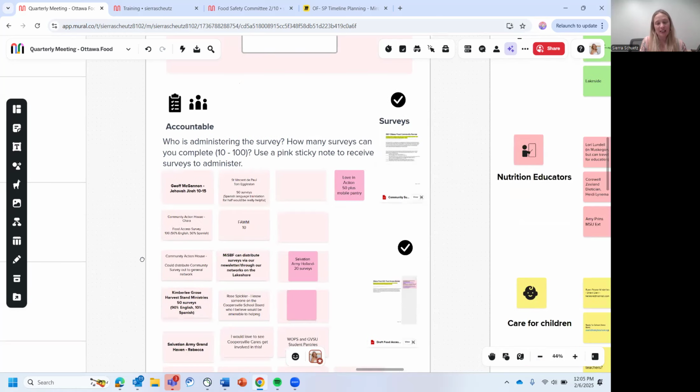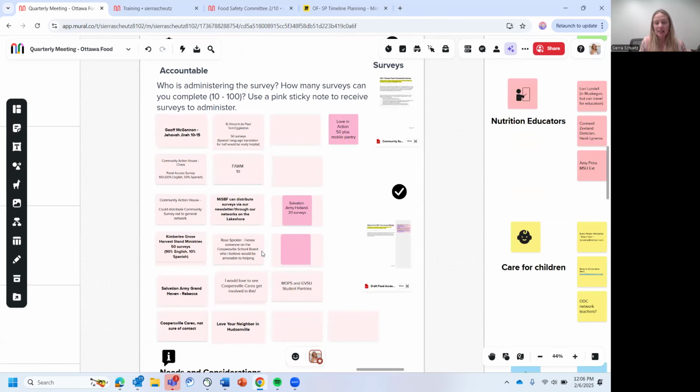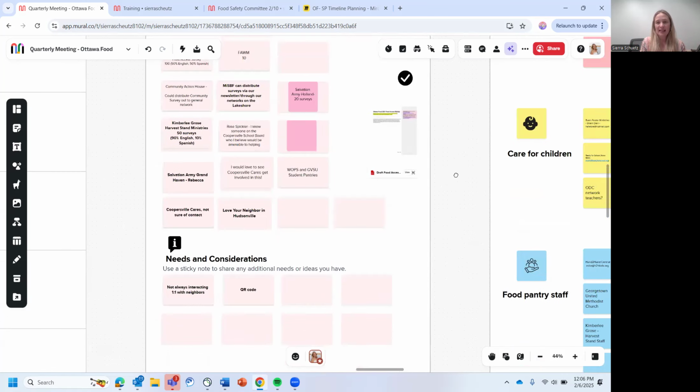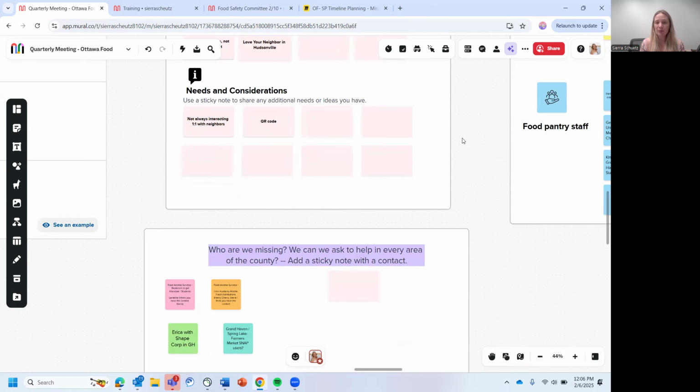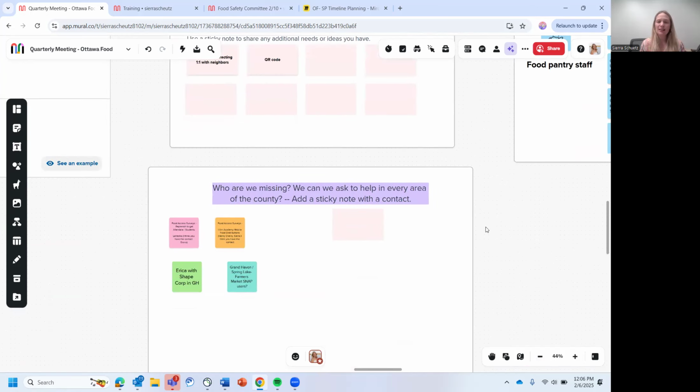You'll see in pink here different organizations signed on to administering surveys, and they gave a number of the realistic amount of surveys they can get completed. Please feel free to add to that if you want to be involved in the survey process. If you have any needs or considerations you want me to be aware of, anything that you need to administer surveys, feel free to throw it on one of these pink sticky notes. And if you feel like we're missing some organizations in the county that should administer surveys, please throw those on a sticky note here so that I know to reach out to them.